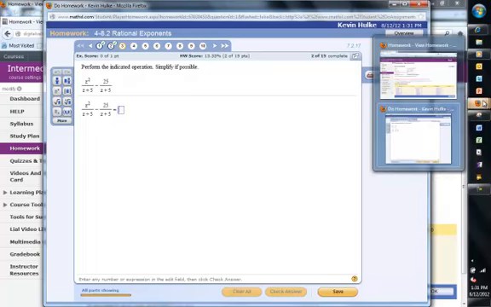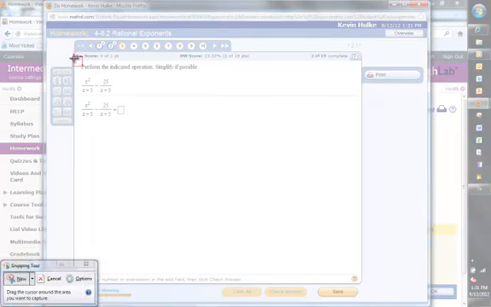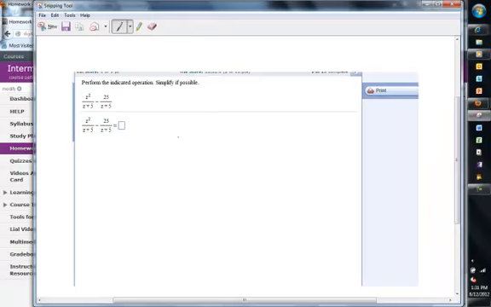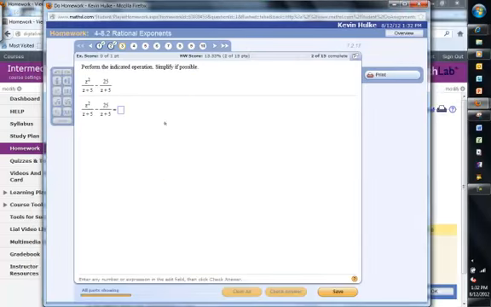Number 3, add. Notice these have the same denominator, so it should be relatively easy for us to solve this one. We just add the numerators, z squared minus 25 over z plus 5. Now the important thing is the numerator factors into z minus 5, z plus 5, and so the z plus 5's cancel, and we're left with z minus 5 in the numerator.